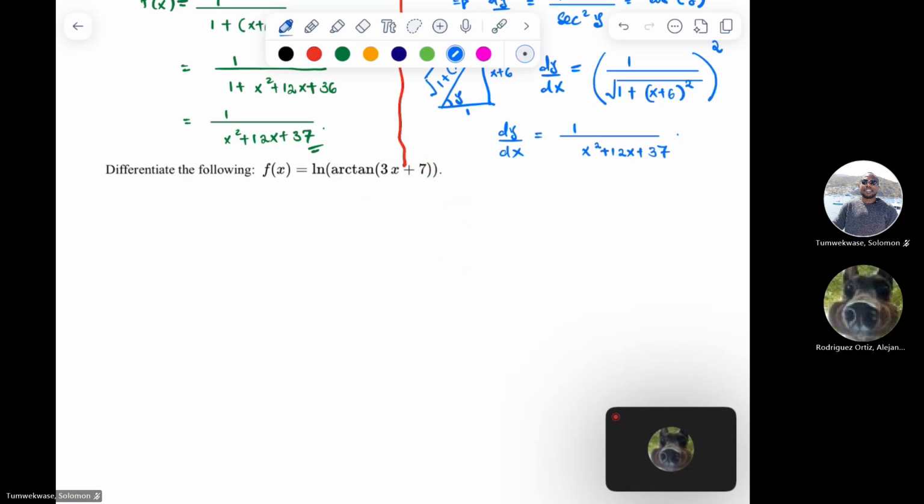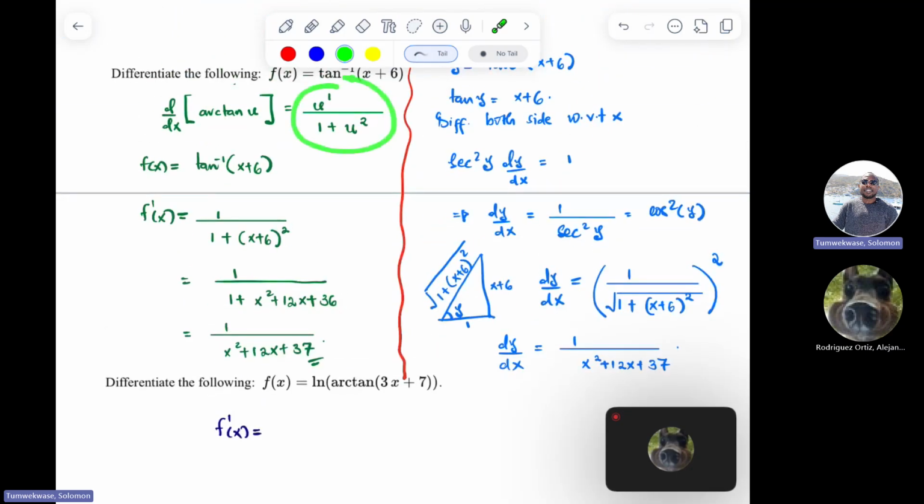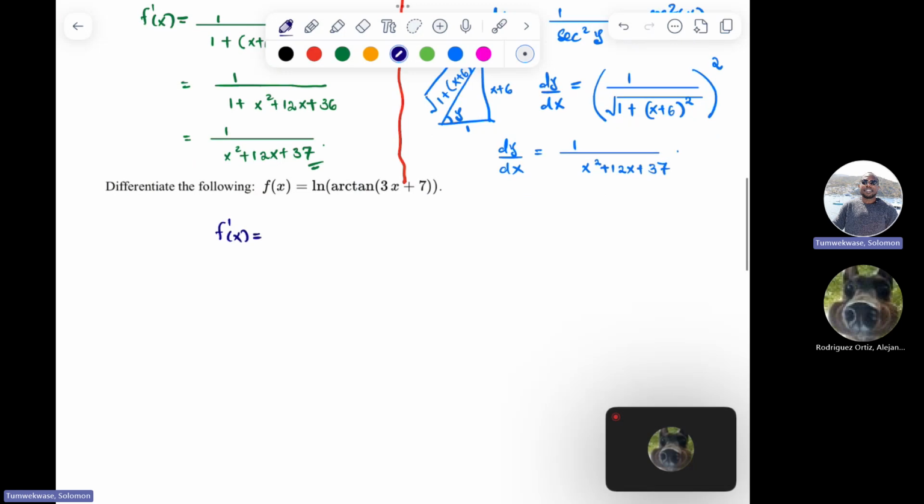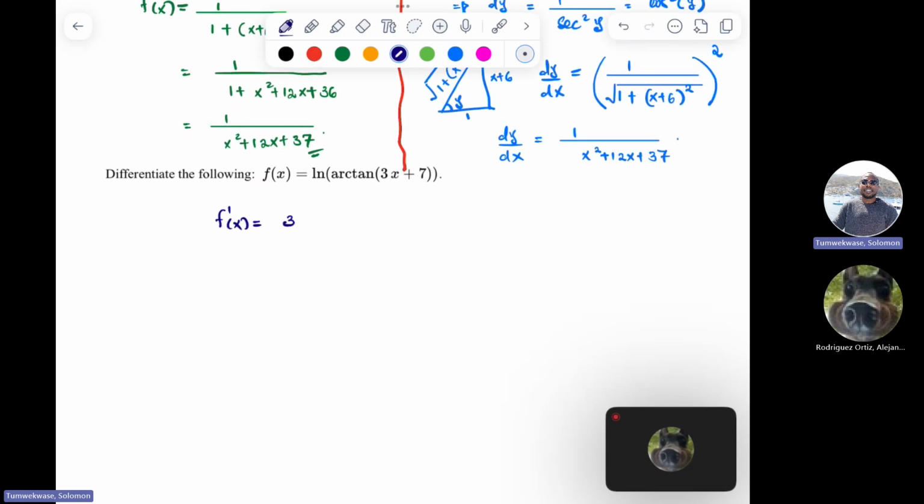So my function has that, so which means my derivative of this function will be, you differentiate this function inside, but this function is arctangent, and the derivative of arctangent, we just said it is u prime over 1 plus u squared, right? So where my u is 3x plus 7, so take the derivative of 3x plus 7, which is 3, divide by 1 plus 3x plus 7 squared.